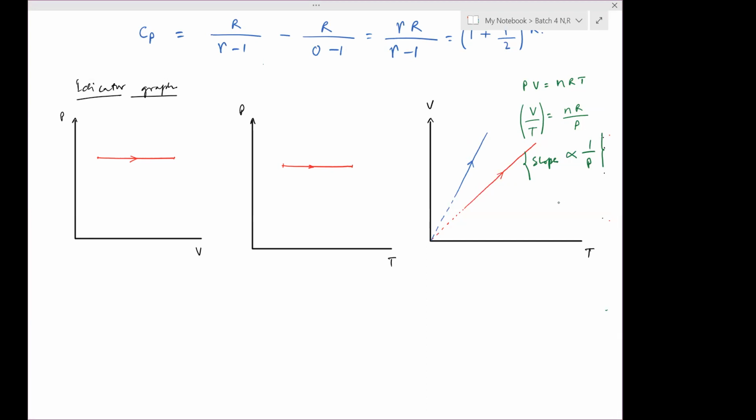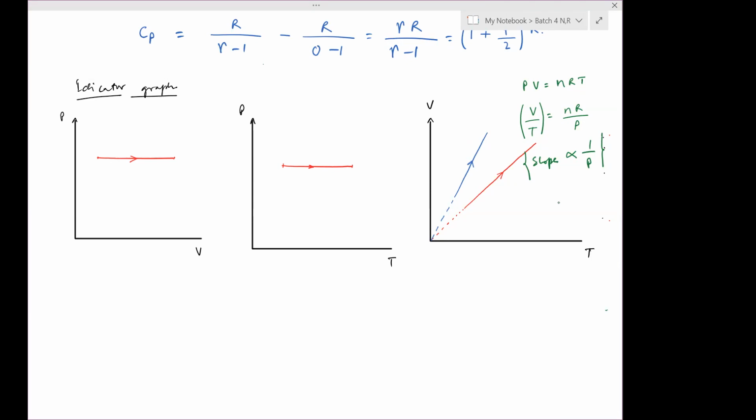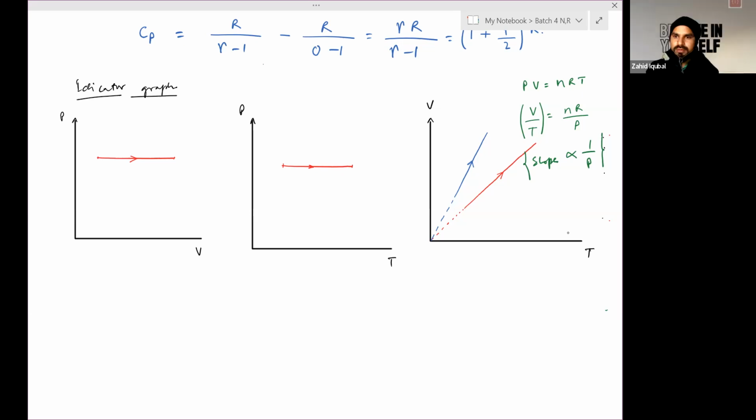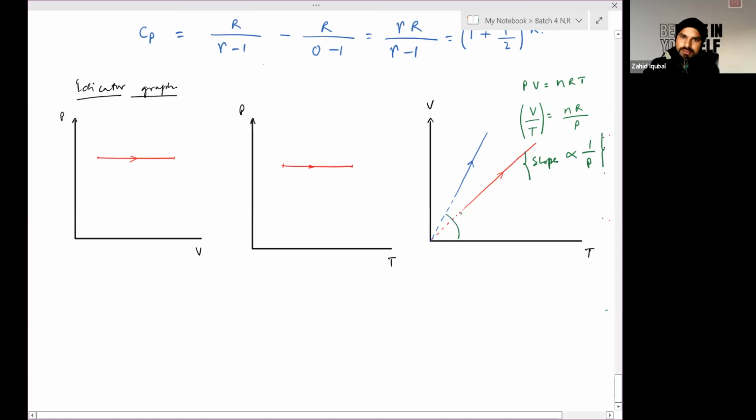So the slope is more for the blue line, right? The blue line has more slope, right? Yes, steeper. It has more inclination, the other has lesser inclination. So the greater the slope, the smaller the pressure. So let's say this is A and this is B. In this case, you will say A has more slope, so it will have lesser pressure as compared to B.